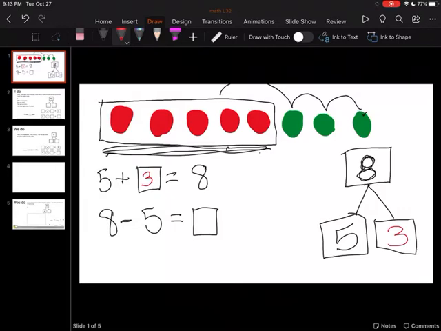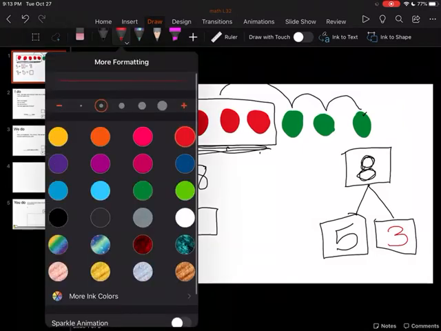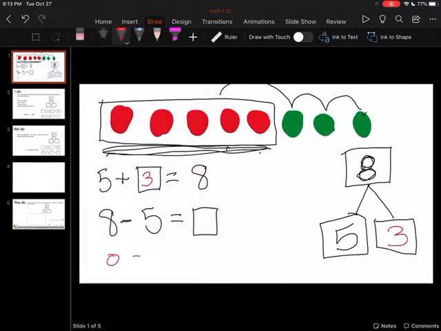But let's use subtraction also to check our work, because this should be the same answer. If I have 8 apples, I'm going to draw 8 apples. 1, 2, 3, 4, 5, 6, 7, 8. And I take away 5 of those apples because those are my red apples. 1, 2, 3, 4, 5. We don't want the red apples. We only want green. How many apples are left? 3 apples are left. Great job.